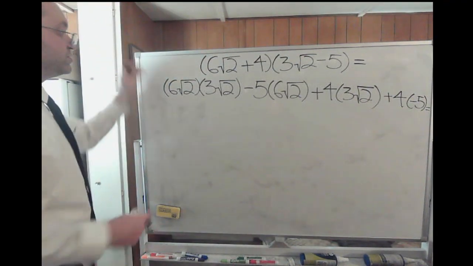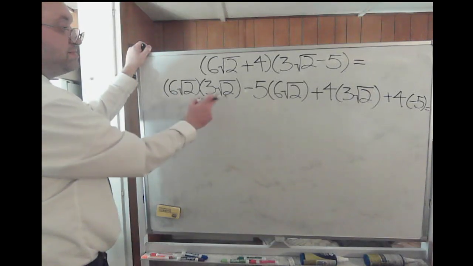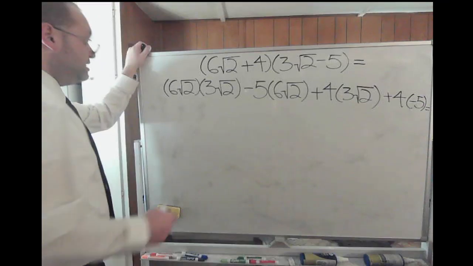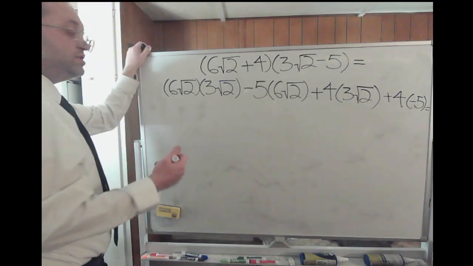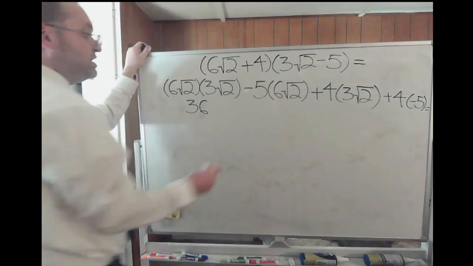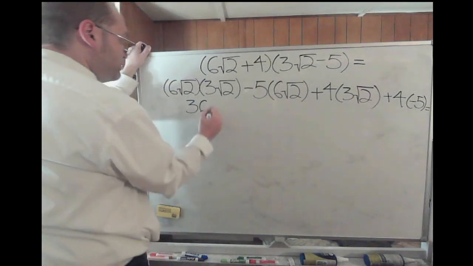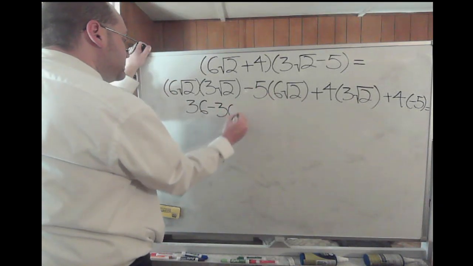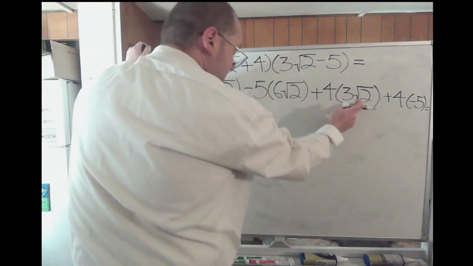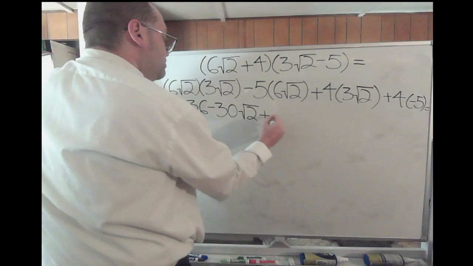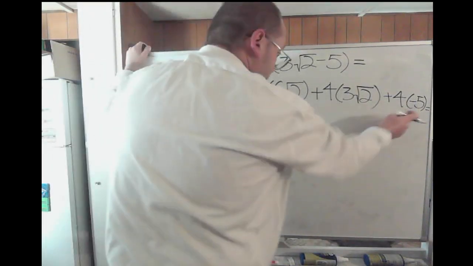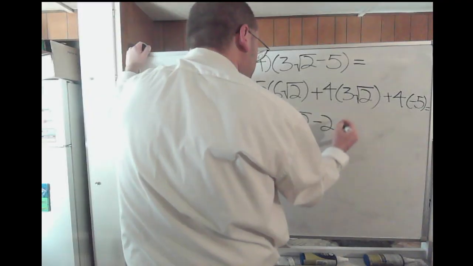Alright, start with your first one. 6 times the square root of 2 times 3 times the square root of 2. Well, 6 times 3 is what? 18? Square root of 2 times square root of 2 is 2, so you have 18 times 2, that would be 36. Now, negative 5 times 6 times the square root of 2, that'd be minus 30 times the square root of 2. Then you have positive 4 times 3 times the square root of 2, that'd be 12 times the square root of 2. And then 4 times negative 5, that'd be minus 20.